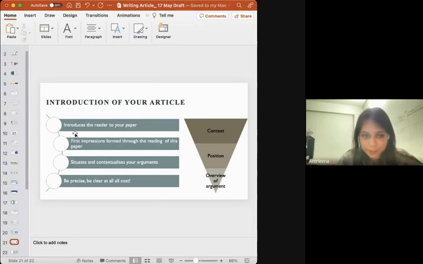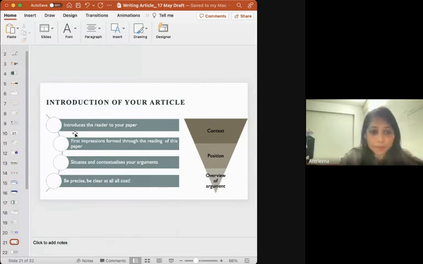So you introduce your paper, and again, first impressions matter. If it's done in a creative way, it really helps, especially in humanities, and it situates and contextualizes your arguments. You must situate and contextualize your research and your position. What is your position with the research that you're doing? Give an overview of what your argument is about.